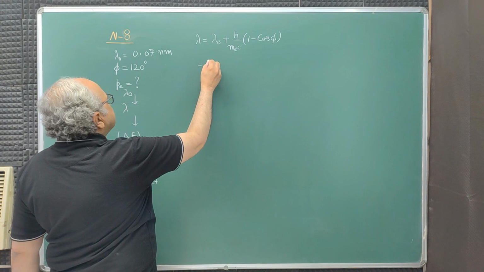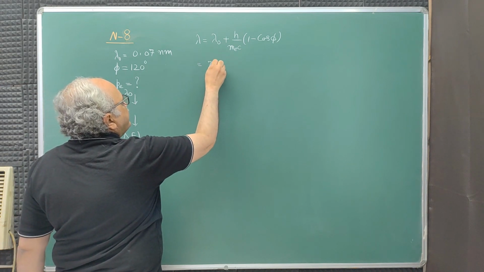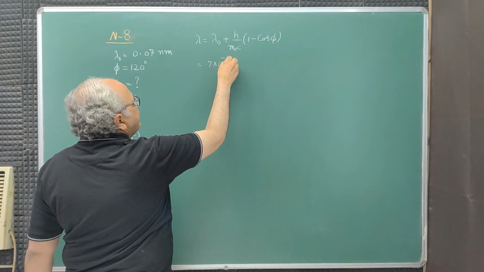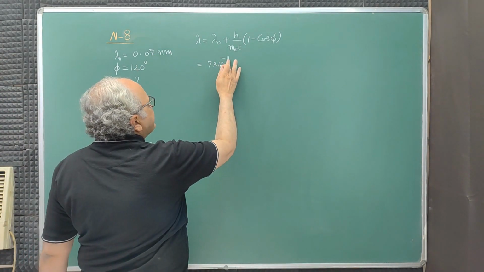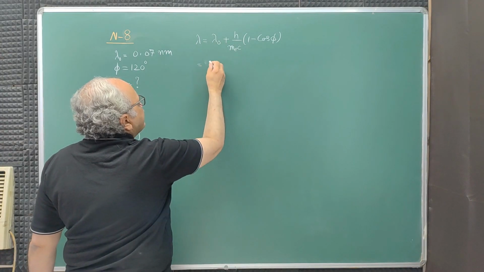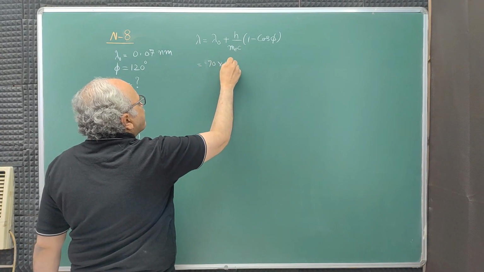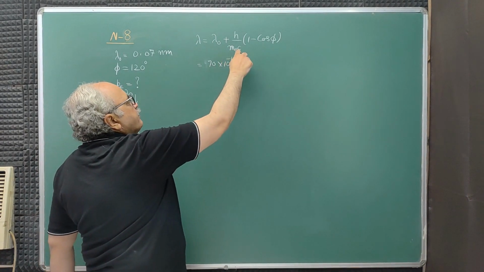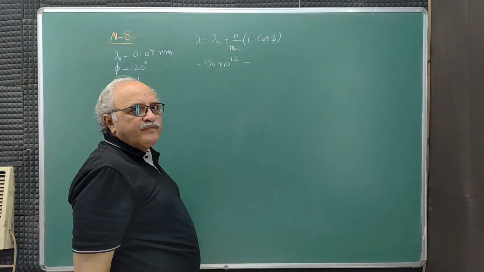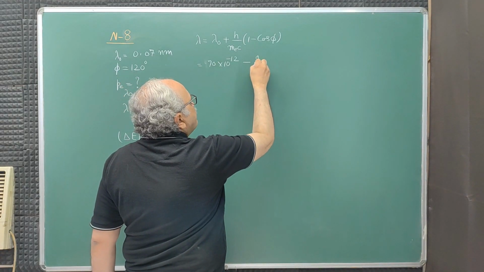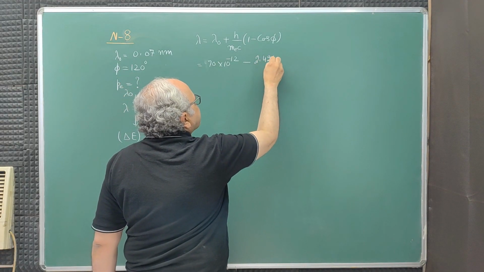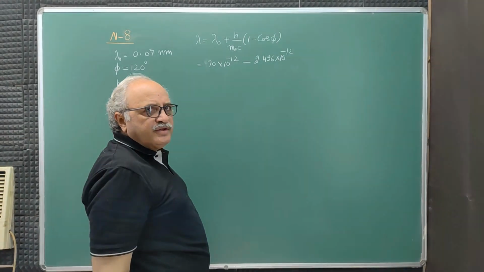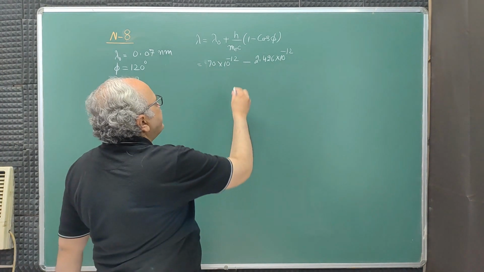So this is 7 into 10 to the power minus 9, and 2 will make it minus 11, which I prefer to write as 70 into 10 to the power minus 12. Why am I doing so? Because this Compton constant is 2.426 into 10 to the power minus 12. So there will be a match with the power, so it becomes a bit easy for me to do.